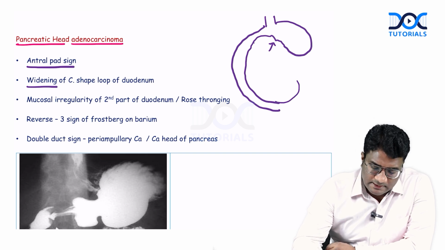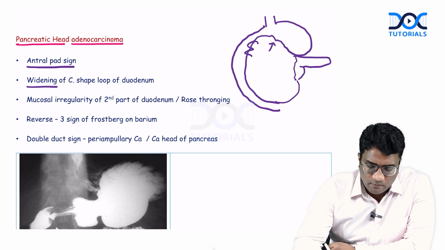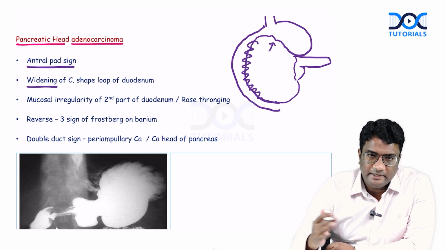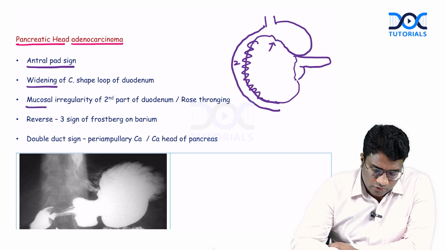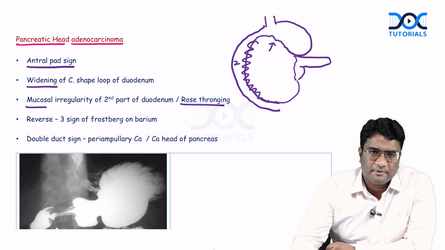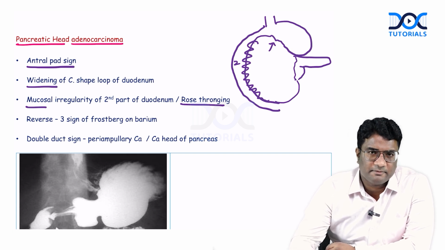The mass is in the head, not in the body or tail. It is only in the head of the pancreas. This aggressive mass will produce mucosal irregularity involving which wall? The medial wall of the second part of the duodenum. This is called the rose thorn appearance, or mucosal irregularity on the medial wall of the second part of the duodenum.